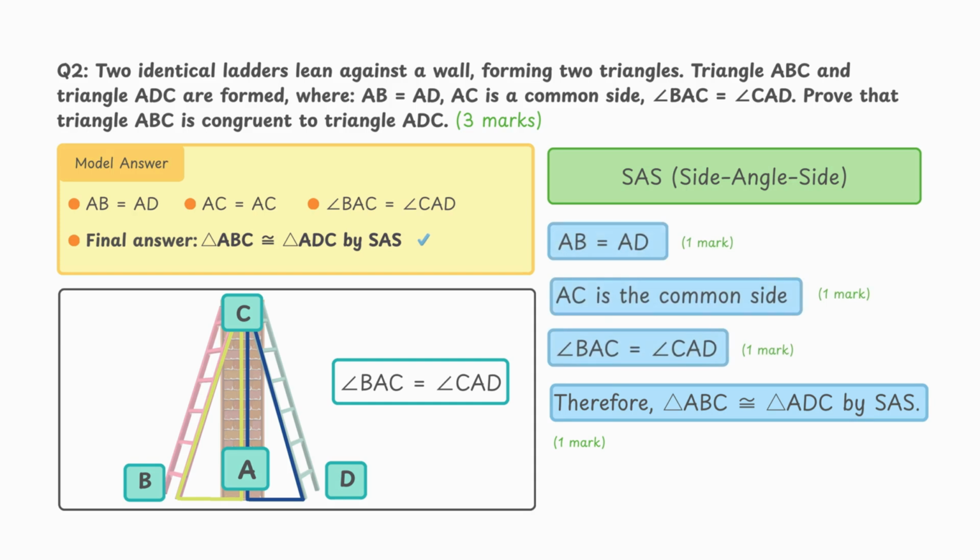Now take a moment to understand the structure. We identified two equal sides, then confirmed the included angle and applied the correct congruence rule. So always remember, for SAS, you need two sides and the angle between them. Once you see that pattern, the proof becomes straightforward.